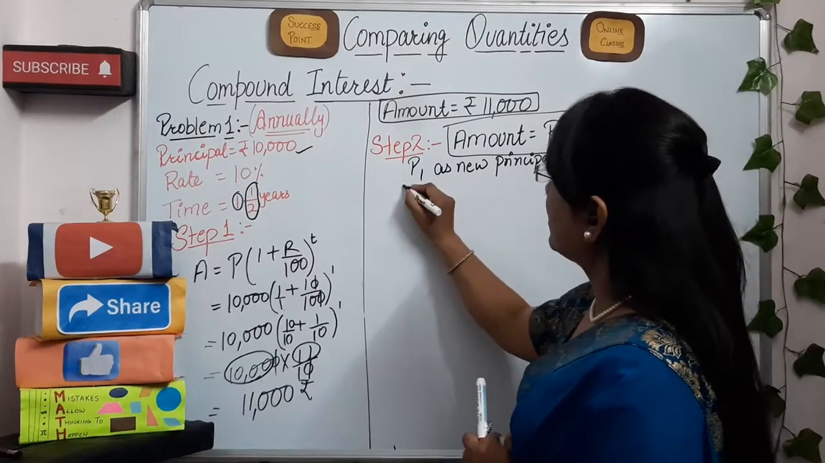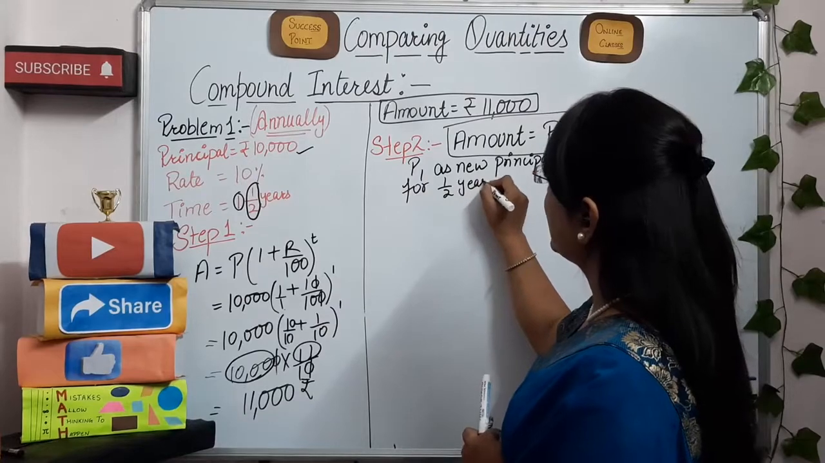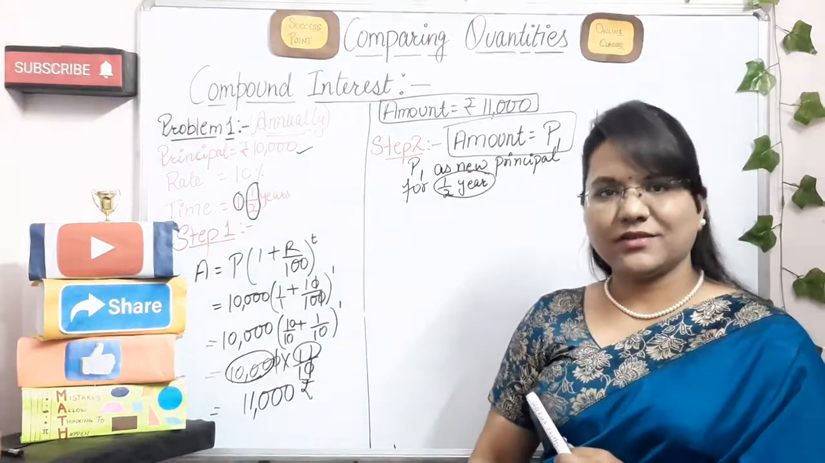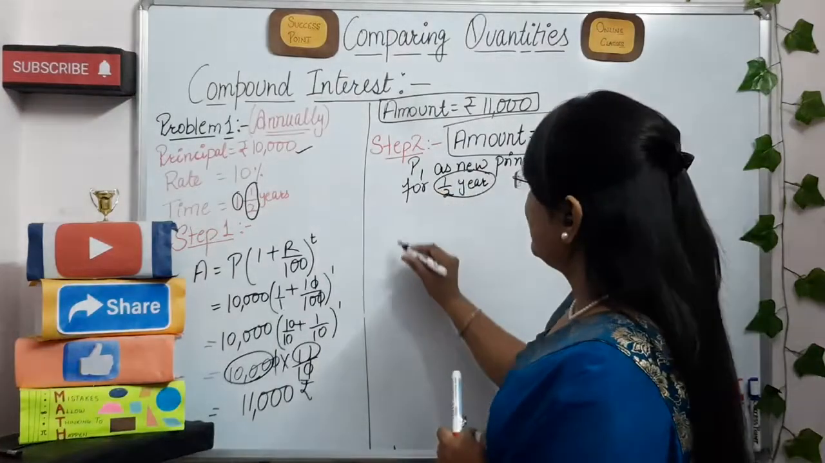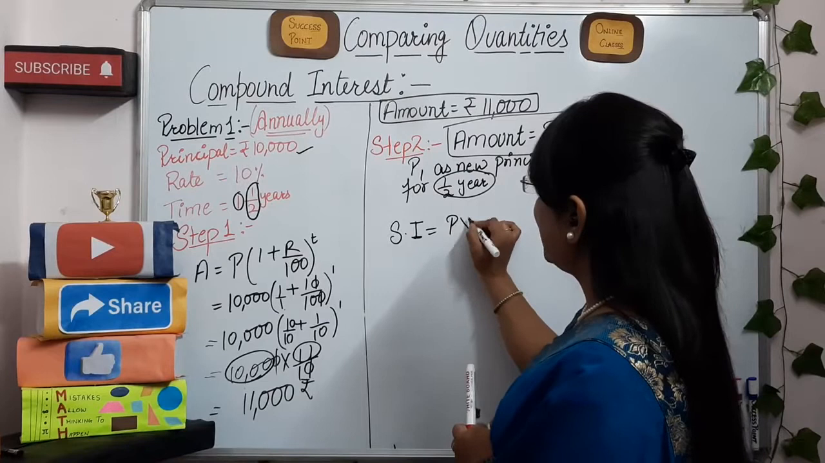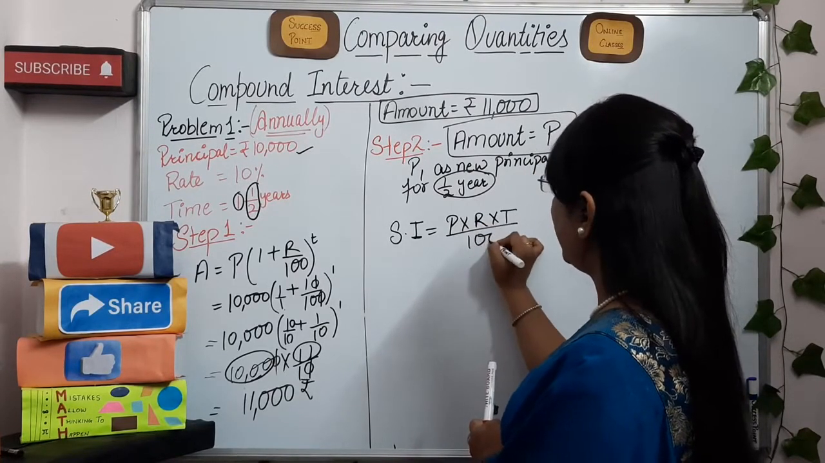Principal for half year. Half year means, guys, 6 months. Next 6 months. Okay? So now let's use our simple interest formula. Simple interest formula is P into R into T upon 100.